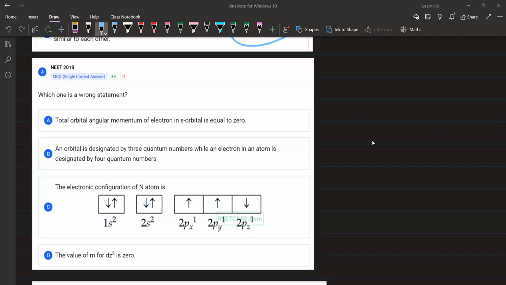Which one of the following is wrong statement? The total orbital angular momentum of an electron in s orbital is equal to 0. An orbital is designated by 3 quantum numbers, while an electron in an atom is designated by 4 quantum numbers. Okay. The electronic configuration of nitrogen. Now, you can see that it is completely incorrect. Why? Because these are up and this one is down, which cannot be true. If we are filling the orbitals, then you have to fill the orbitals with the same spin initially, and then the pairing should take place. So this is incorrect. So C option is the correct option because this statement is wrong.